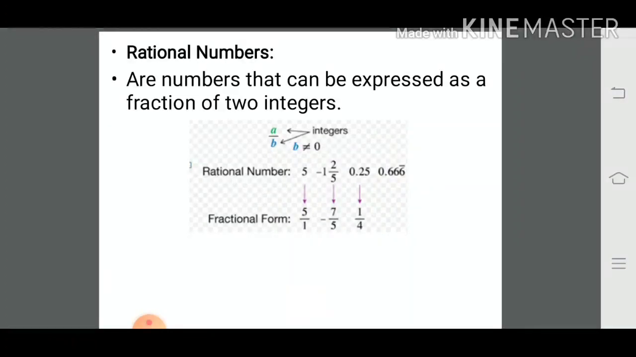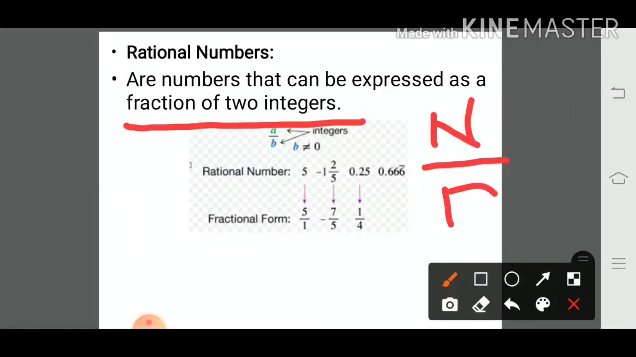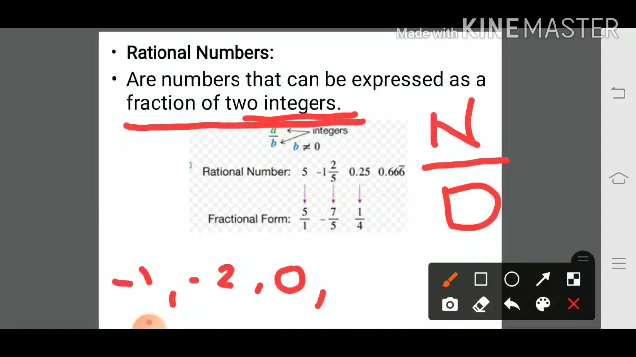Now, next, moving towards rational numbers. Okay, so what are rational numbers? First I am reading the definition. Rational numbers are the numbers that can be expressed as a fraction of two integers. Meaning a fraction itself indicates we can write it in the form of numerator upon denominator. But what are the values of numerator and denominator? These are the what? Two integers, and we know integers mean what? They can be negative integers, they can be 0, or they can be positive integers, correct?